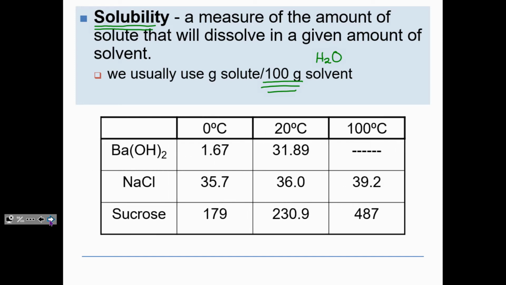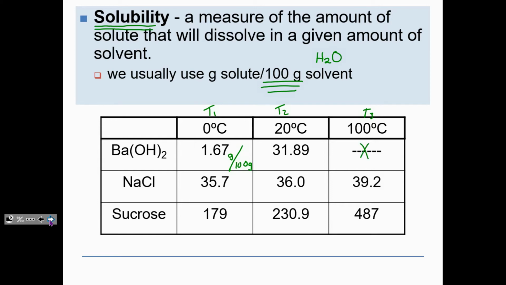Different substances have different solubilities: barium hydroxide, sodium chloride, and sucrose. We have temperature 1 here at 0 degrees, temperature 2 at 20 degrees, and temperature 3 at 100 degrees. So what happens to barium hydroxide? At 0 degrees Celsius, it can dissolve 1.67, and the units would be grams over 100 grams of water. At 20 degrees, we can dissolve about 30 grams more. And at 100 degrees, it doesn't look like we can dissolve any more.